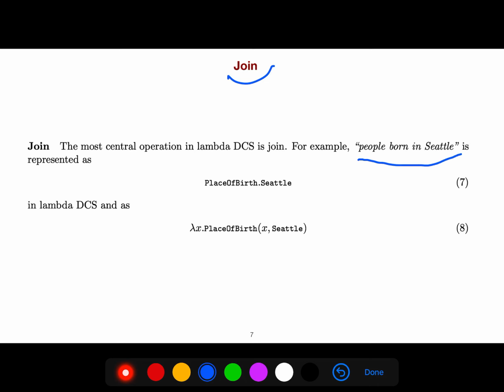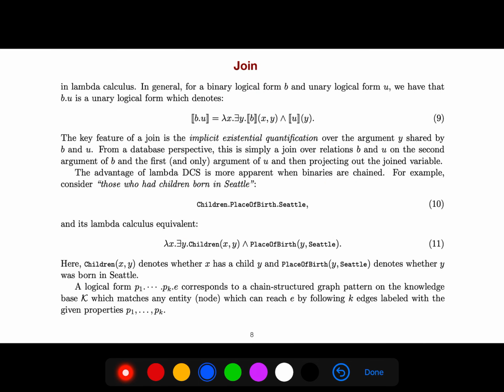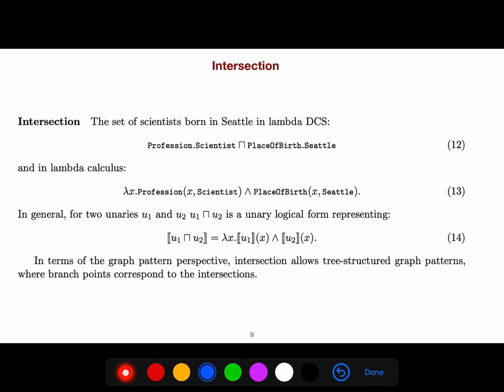For example, people born in Seattle is represented as place of birth Seattle. So in Lambda DCS, this form is very easy. So you don't need to look at the Lambda x that you see. It is very simplified, and also, as I said, it has meaningful representation in graph theory. And so join is just dot of something.